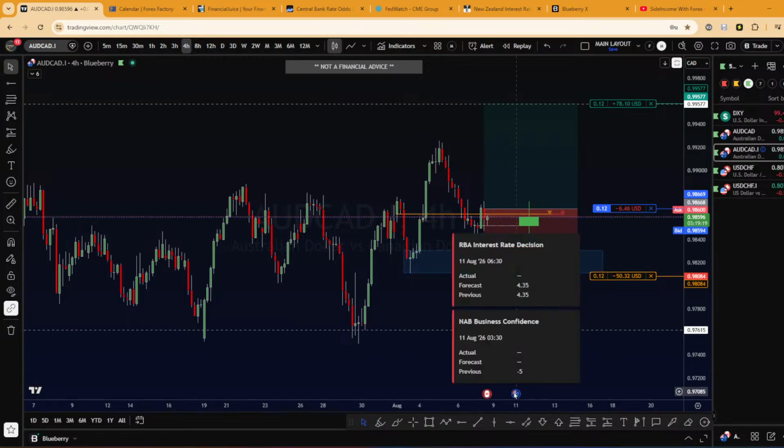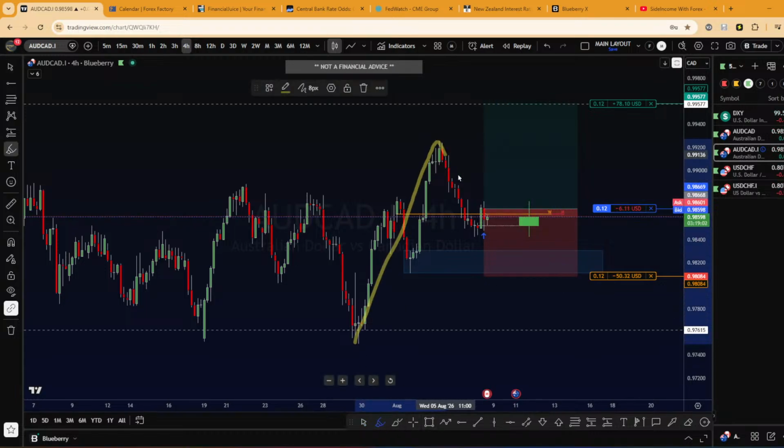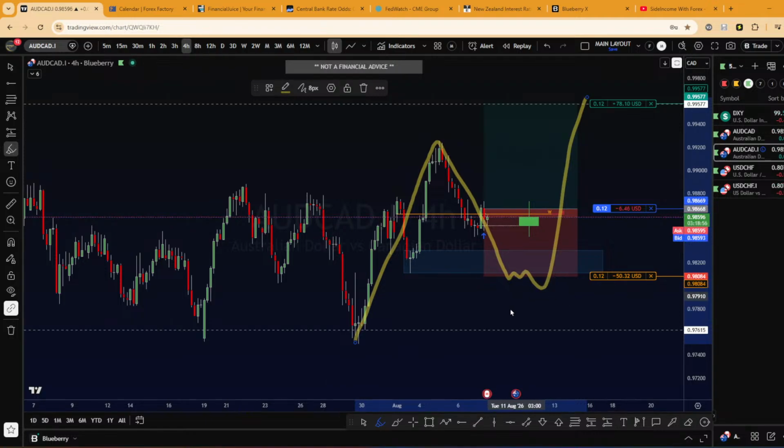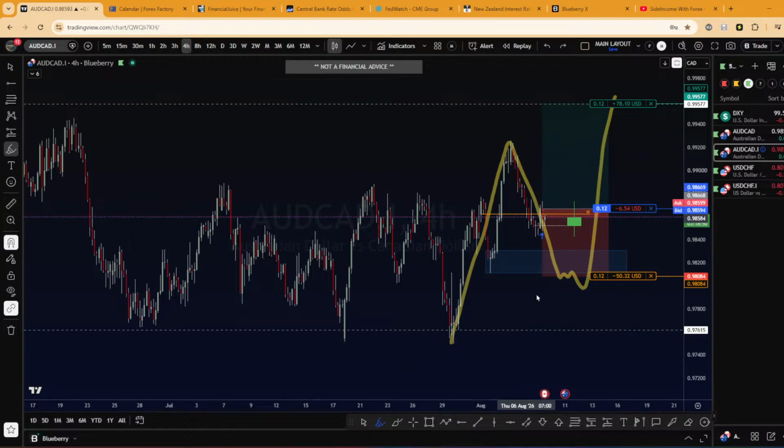We have the interest rates from the RBA next week. I think it will be on Tuesday, August 11th. So we expect them to hold rates. Holding rates could be very interesting for the continuation of this pair. I will get to re-enter again if I get stopped out here. As long as we are not closing below here, I'll be happy to continue this movement. So very interesting.